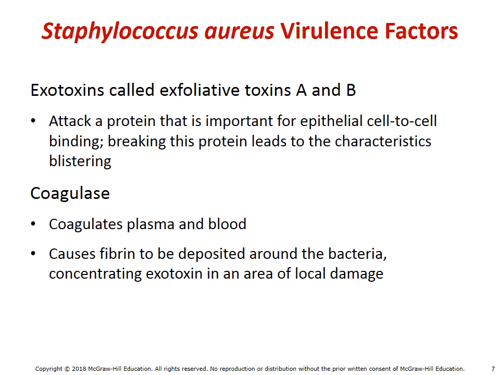Staphylococcus aureus has several different virulence factors, and depending on the infection, each one may be more prevalently displayed. In the case of impetigo, the exotoxin, the exfoliative toxin A and B, are going to play a big role. This leads to that blistering and then the shedding of the skin, as we saw. Coagulase is going to be also pretty important. We see it coagulates plasma in blood and causes fibrin to be deposited around the bacteria, concentrating the exotoxin in an area of local damage. So we, again, in impetigo, see that localized infection.